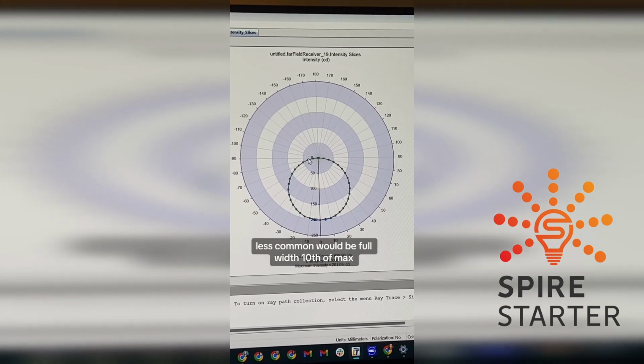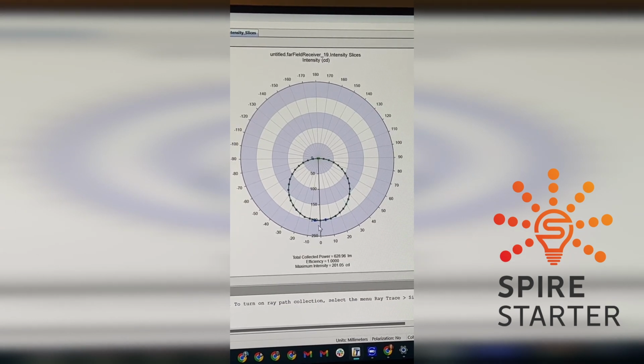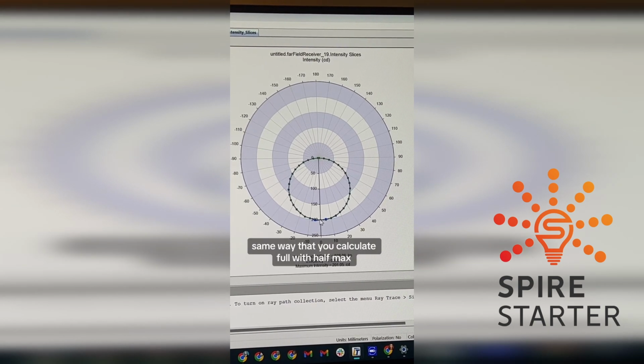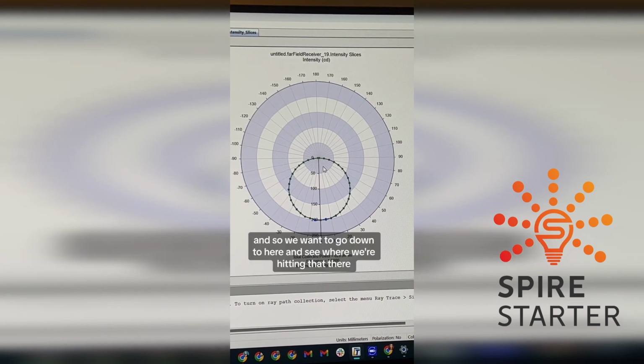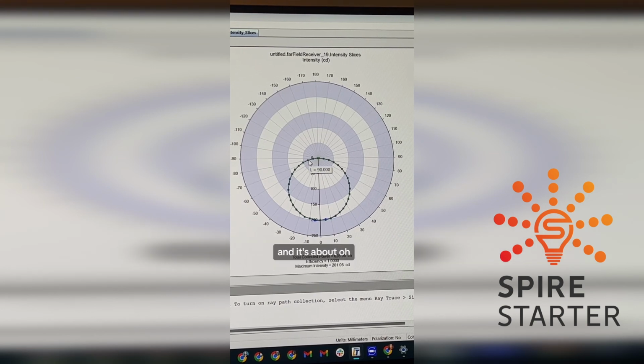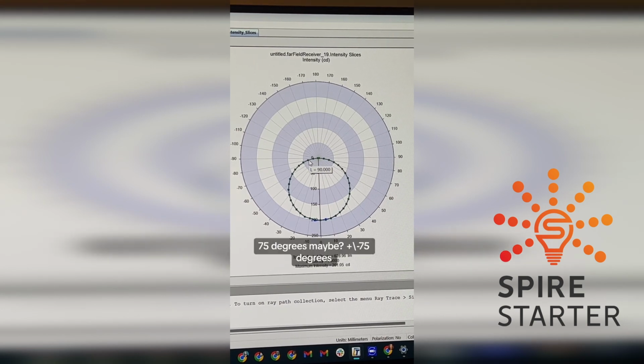A little less common would be full width tenth of a max. That's another way to describe a beam. And that would be calculated the same way as full width half max, except it's a tenth. So if this is 200, then a tenth of that would be 20. And so we want to go down to here and see where we're hitting that. And it's about 75 degrees maybe, plus minus 75 degrees.